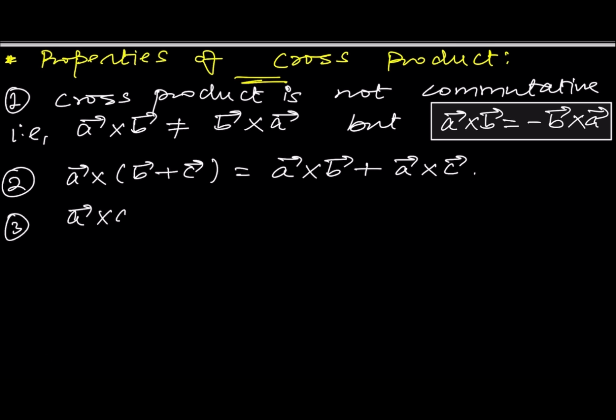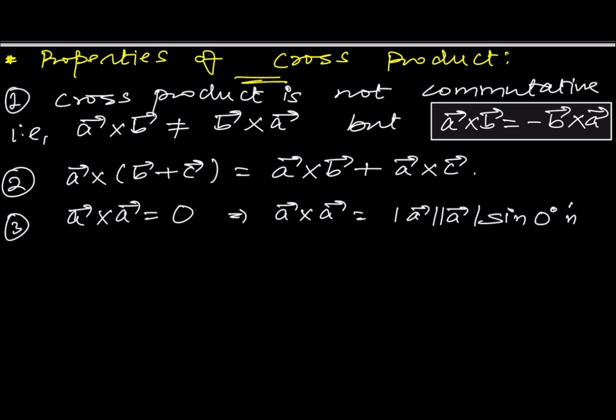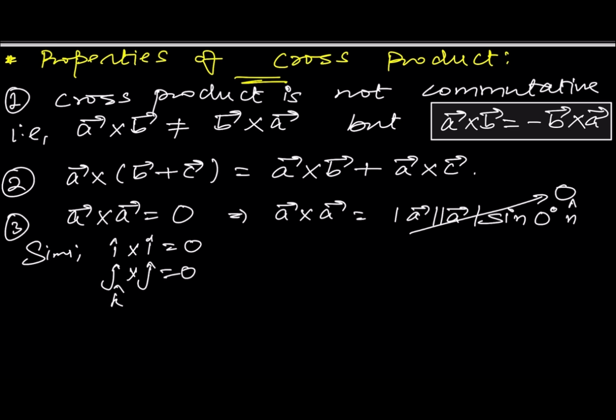Third, A cross A is 0 because A cross A is mod A mod A sine 0 n cap. Sine 0 is 0, so this will become 0. So similarly, I cross I is 0, J cross J is 0 and K cross K is 0, right?